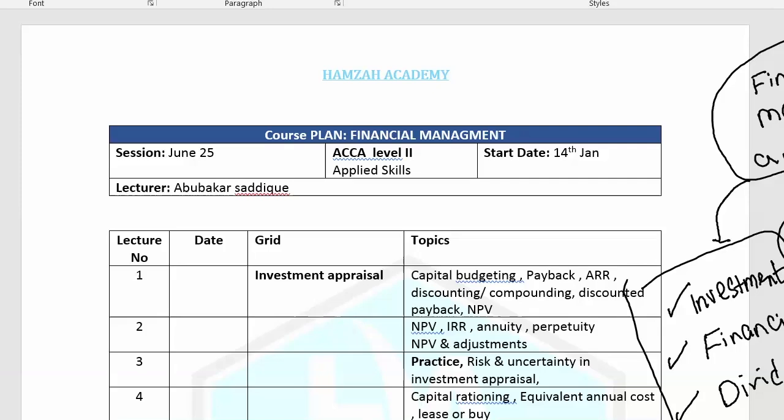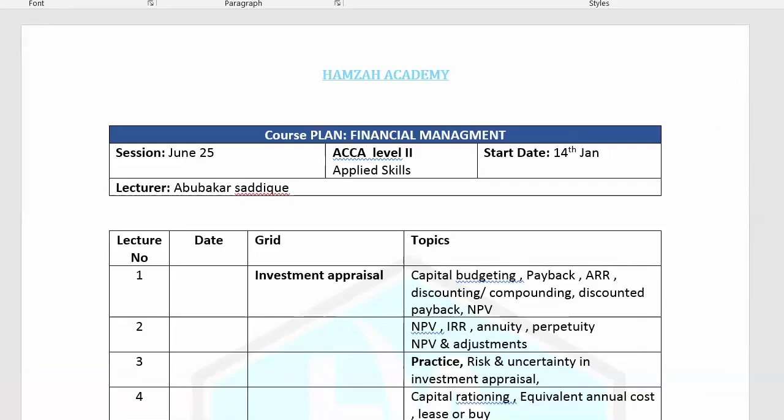So in financial management, I will be taking investment, financing, and dividend decisions for profit-making organizations. And the main objective of making such decisions would be to maximize the shareholder wealth. Now, after this brief definition and brief function of financial management, let's start to discuss the course plan of the paper.